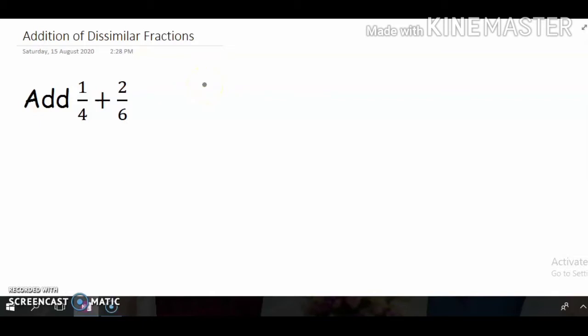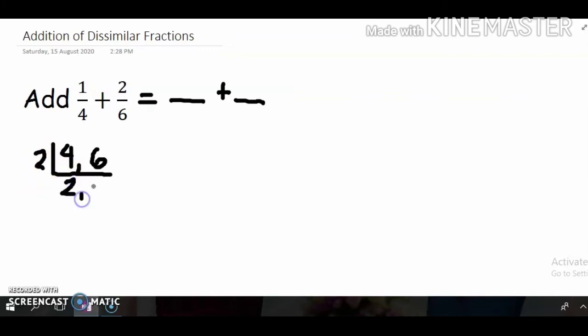Okay, so let's now have this example. Add 1/4 plus 2 over 6. Since they are dissimilar fractions, the first step is to get their LCD. So paano? Gamit tayo ng continuous division, 4 and 6, the denominators. Then think of a number na we can divide 4 and 6. So we can divide them by 2.